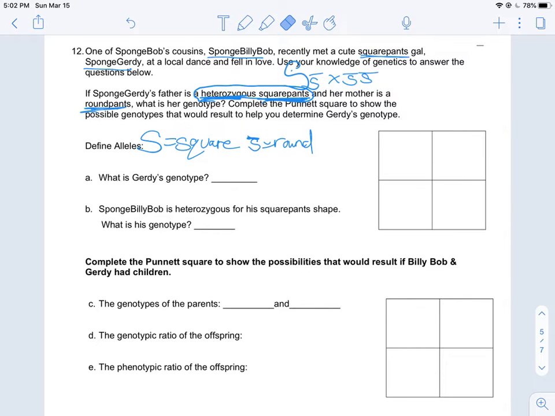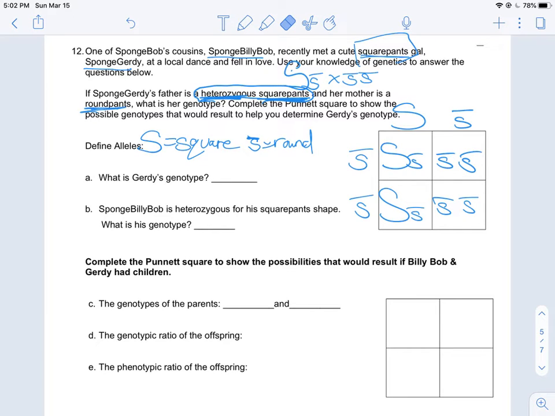Now we have to figure out her genotype. Well, we know she's got square pants, so that's going to be important. And we know dad, I'm going to put dad's genotype on top here, is heterozygous, and that mom is homozygous recessive. So going ahead and filling this in. Oh, did you see that? I already made a silly mistake. You always want to go back and make sure that you brought over and brought down the correct alleles. Otherwise, you could do that. Okay.